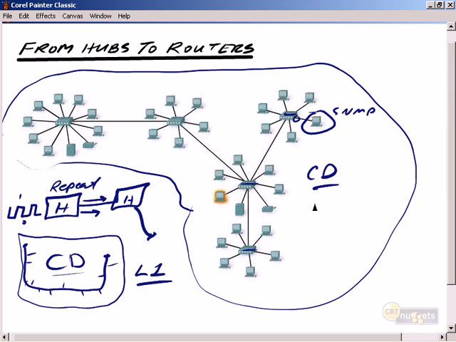But you still had one big collision domain, and we had this rule of thumb called the 5-4-3 rule. Basically, this collision domain had a maximum size, right? You could max out with 5 segments that connected 4 repeaters, and then only 3 of those could be multi-point.